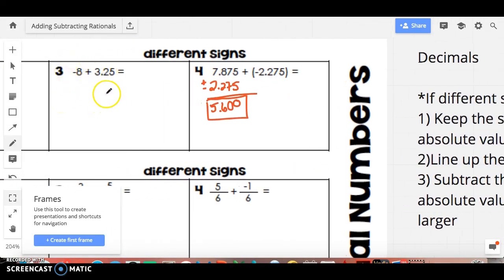Why don't you give this one a try? Check to see which one has a larger absolute value. Your answer is going to be a negative number this time. And then you'll subtract 3 and 25 hundredths from 8. All right, give it a try, and we'll check it in class.